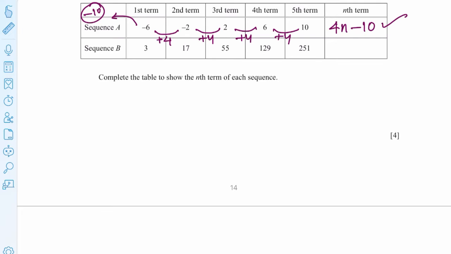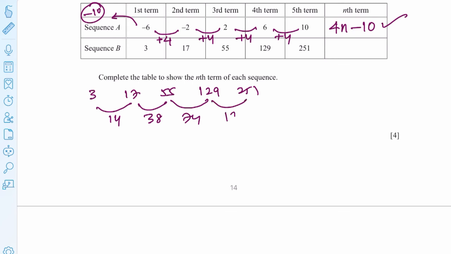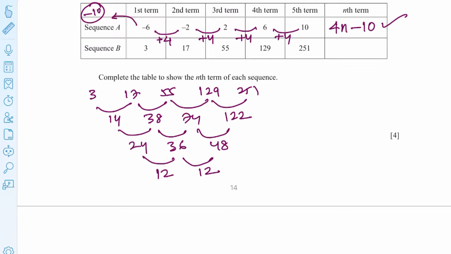So for example, let me write down here 3, 17, 55, 129, 251. If I try to find the difference, I'm getting here 14, this one becomes 38, this becomes 74, and this becomes 122, right? This difference I'm getting 24, this becomes 36, and this one I'm getting 48. This difference I'm getting 12, and this difference I'm getting 12 as well. So this is the first difference, second difference, third difference. So if the third difference is equal, this is a cubic sequence.